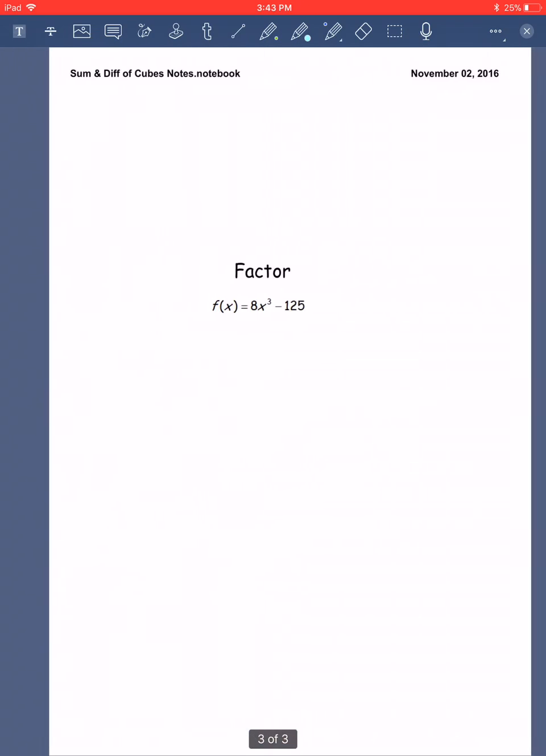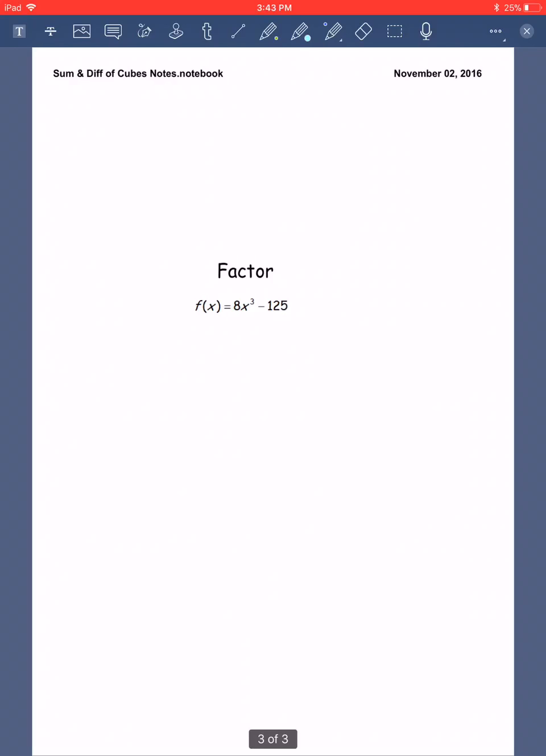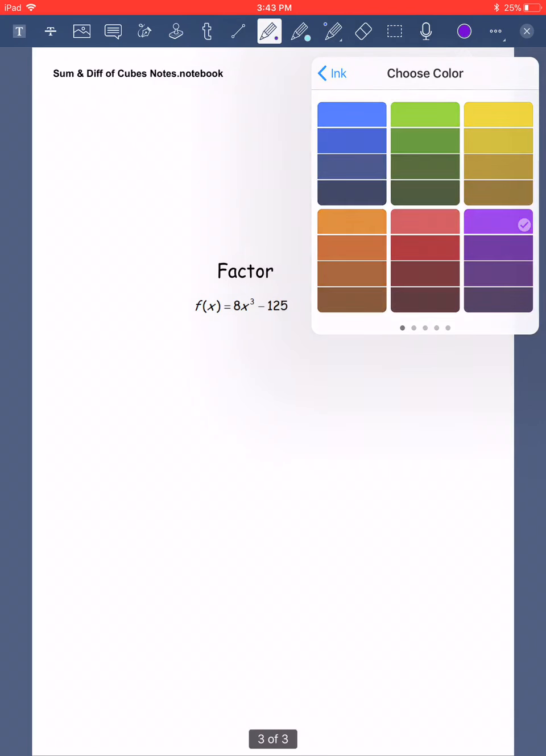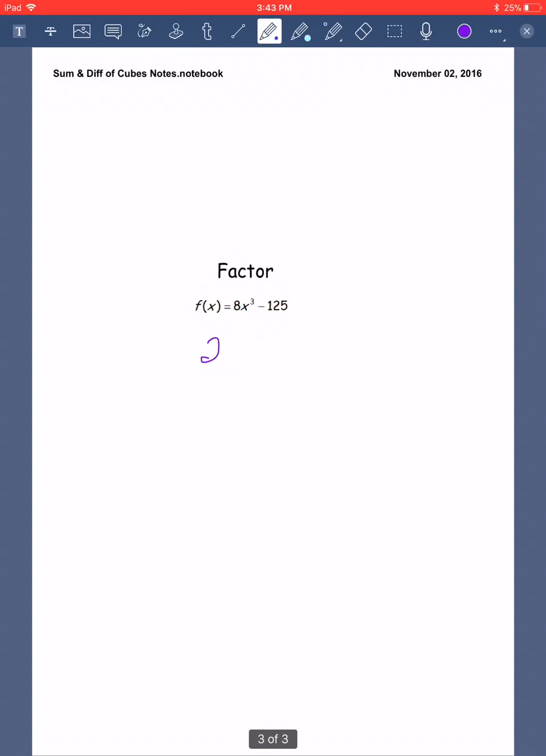And the last example, I am factoring f of x equals 8x cubed minus 125. So I'm going to look and see, can I rewrite every single part of this to be something cubed? And if I can't, then I need to look and see, can I factor? Well, here, I can rewrite 8 to be 2 cubed. Then I've got x cubed. Minus, and then I can rewrite 125 to be 5 cubed. So every single part of this problem is already written as something cubed. So now I can just drop the cubes, and 2x minus 5 is my first factor.